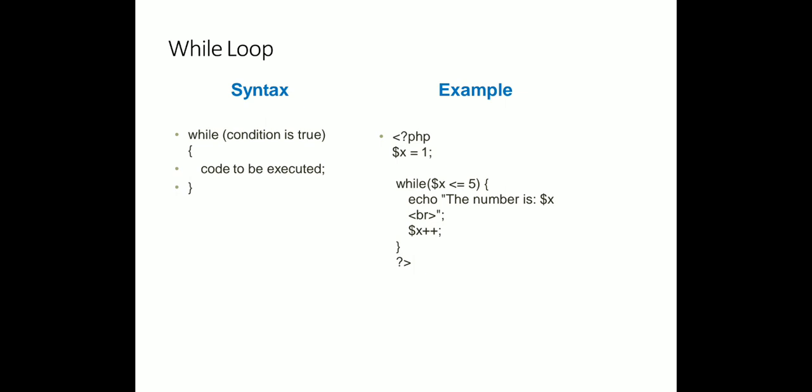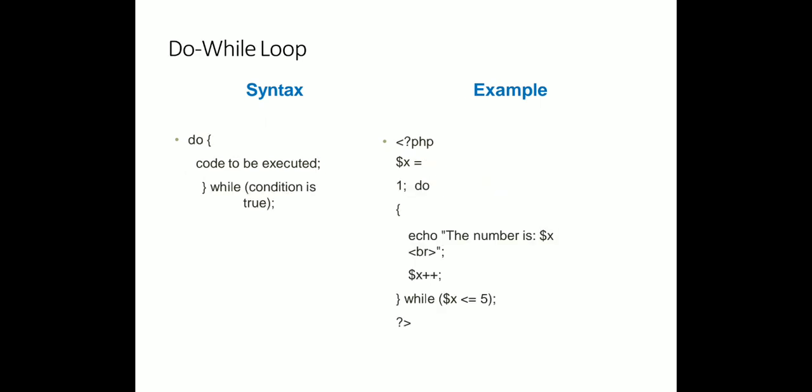Okay, so condition, what is the condition provided here with the while? That is, if the number provided is less than 5, then only you have to print that number with echo and increment it with the 1.